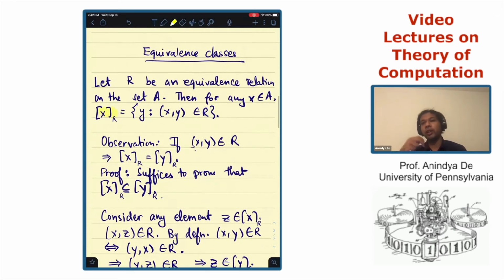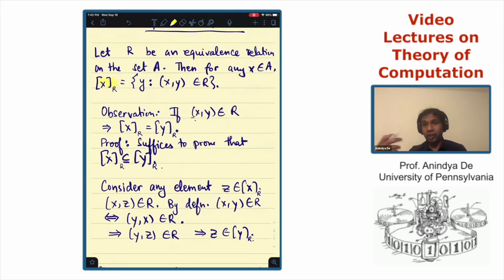So how do we show that the equivalence class of X is contained in the equivalence class of Y? Consider any element Z in the equivalence class of X. This is the same as saying that (X, Z) is in R. Now, by definition, (X, Y) is in R. So by the symmetry axiom of equivalence relations, (Y, X) is also in R. And then by the transitivity property, by combining (Y, X) in R and (X, Z) in R, we derive that (Y, Z) is in R, and thus Z is in the equivalence class of Y.